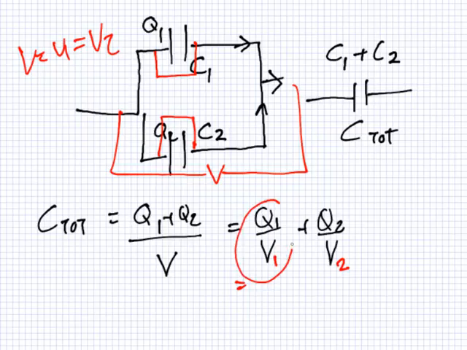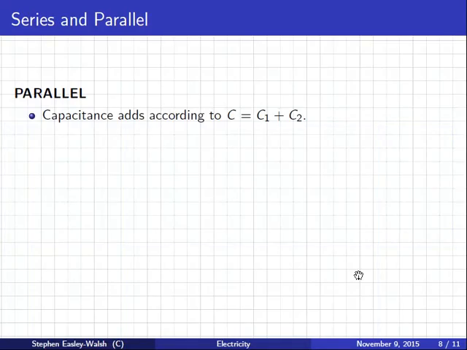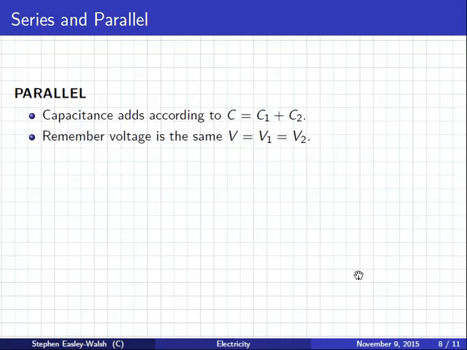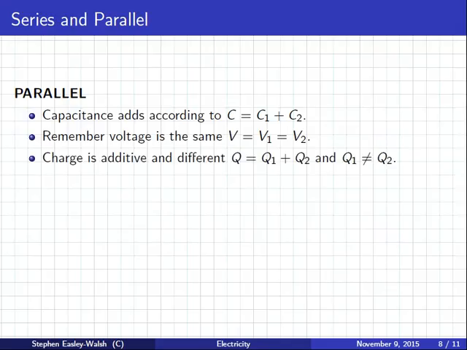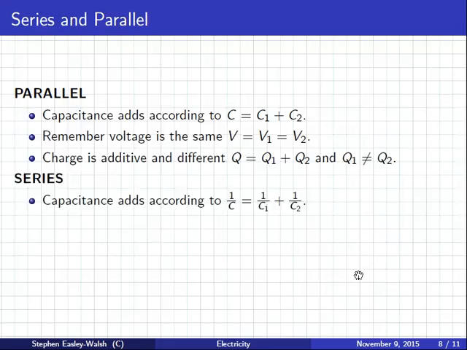So this is C1, and this is C2. So they add together. You don't need to write this down, but it's maybe good to at least see how I got that formula. And the reason is, remember that the voltages are the same and the charges add together. So this is the reason why the capacitance works like this. Okay, so you might want to write those three down and then we'll do series.